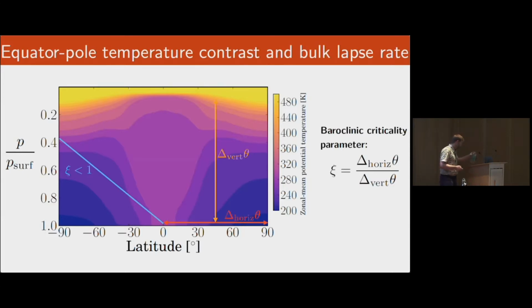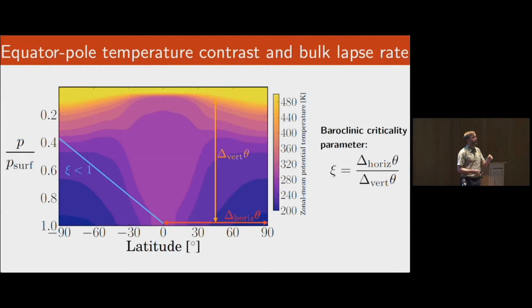And so Malte Jansen developed a simple theory to try to explain how the criticality parameter should depend on planetary parameters. It should increase with increasing rotation rate because baroclinic instabilities should increase in strength with increasing rotation rate, because deformation scales decrease with increasing rotation rate.